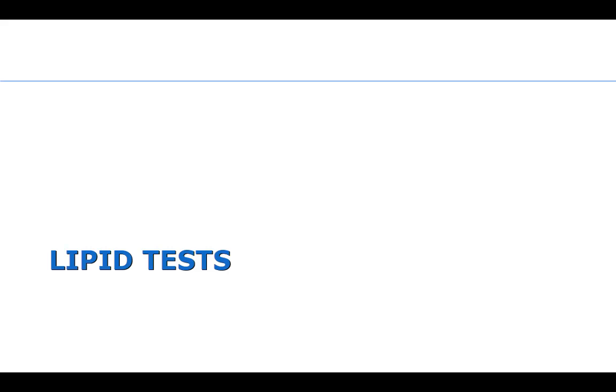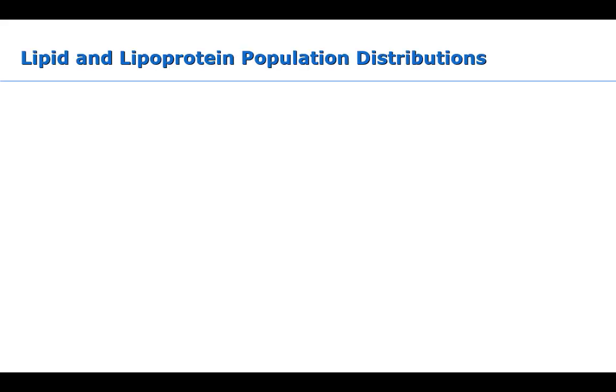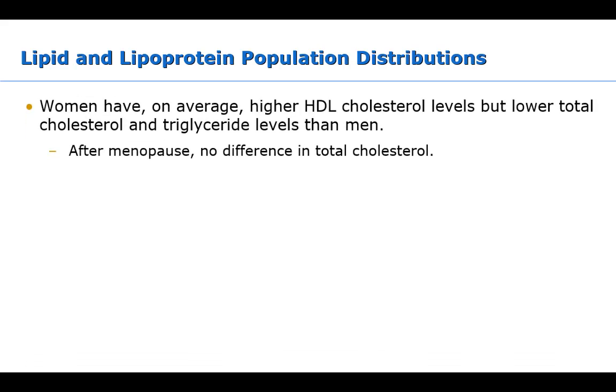Okay, lipid tests now. Commonly, there are a few lipid tests which are done in the lab. Before we look at those tests, some common lipid and lipoprotein population distributions. Women on average have higher HDL cholesterol, but lower total cholesterol and triglyceride levels than men. Because of this, women have less risk of coronary heart disease. The incidence is much less than in men. But after menopause, this difference is no longer there, because it is due to the female hormones, mainly estrogen. So after menopause, when estrogen is no longer there, the incidence of heart disease between men and women becomes kind of equal.